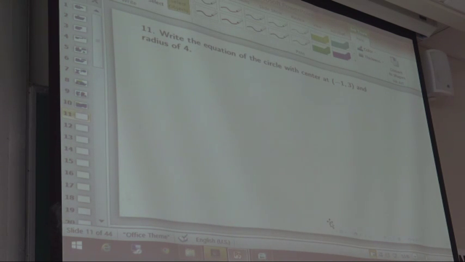And we're going to write an equation of the circle with the center at negative 1, 3 and the radius is 4. So we have x plus something squared, and y plus something squared is r squared. It said that the radius is 4, so r is 4, right? So we have r squared as 16.